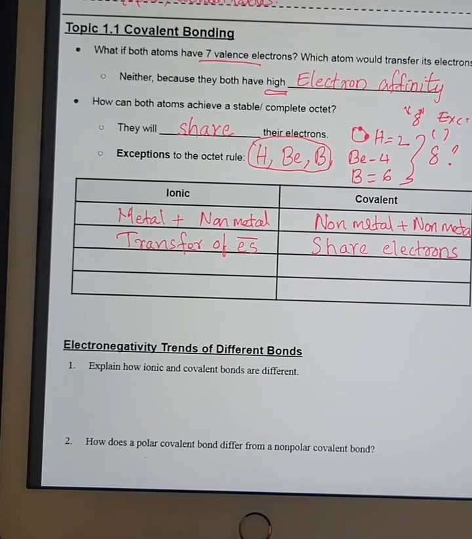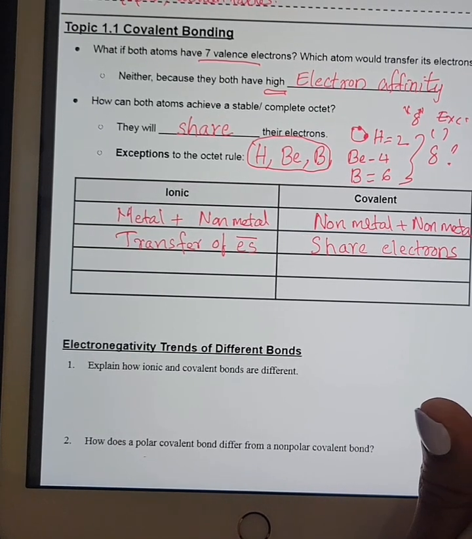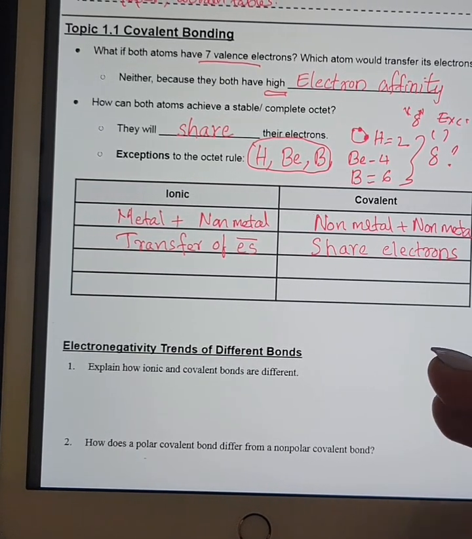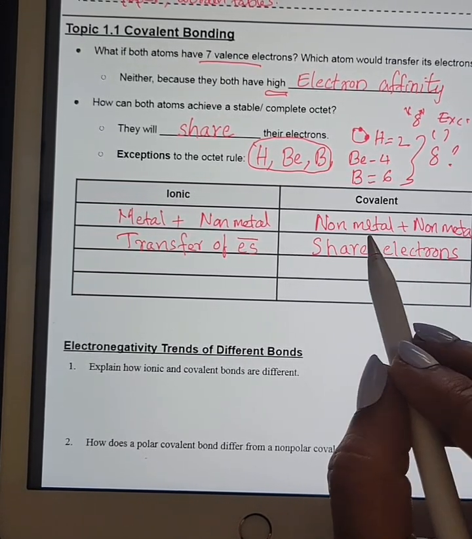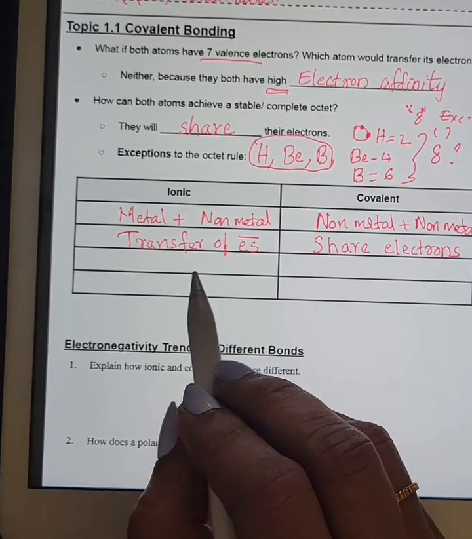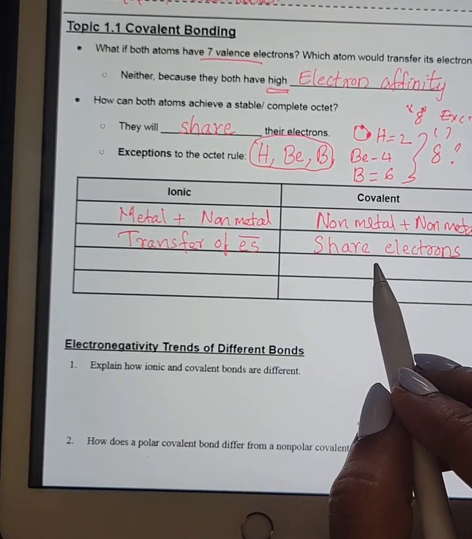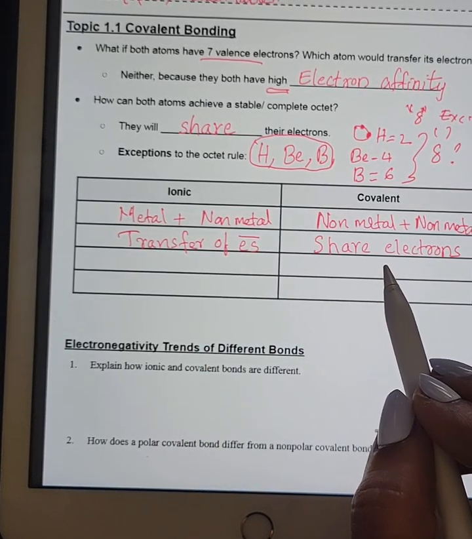So an ionic compound is formed by metals and non-metals. A covalent bond is formed between non-metals. Instead of transferring electrons, they will share their electrons. Okay.